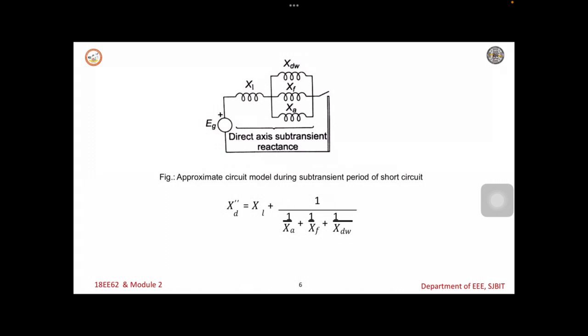The effect of the field winding current will also die out in a short time, depending on the time constant of the field winding. This effect is equivalent to the open circuit of XF, and then we get the steady state reactance. So from these reactances we come to the conclusion that the subtransient reactance is very much less compared to the transient reactance, and it is very much less compared to the steady state reactance.